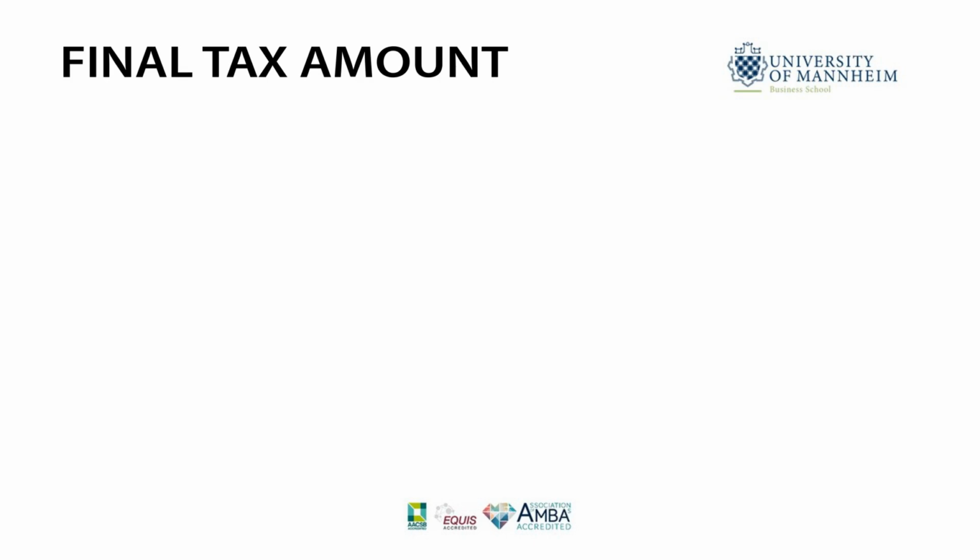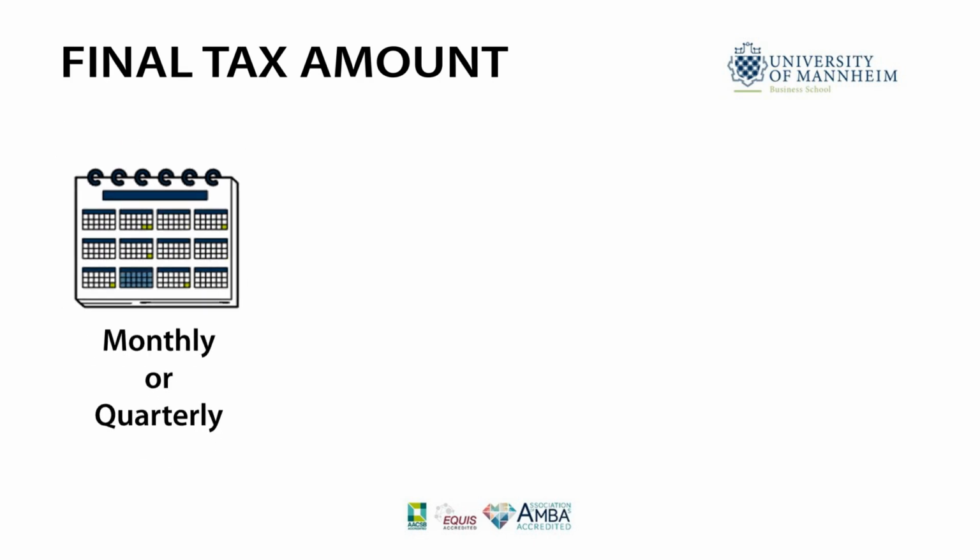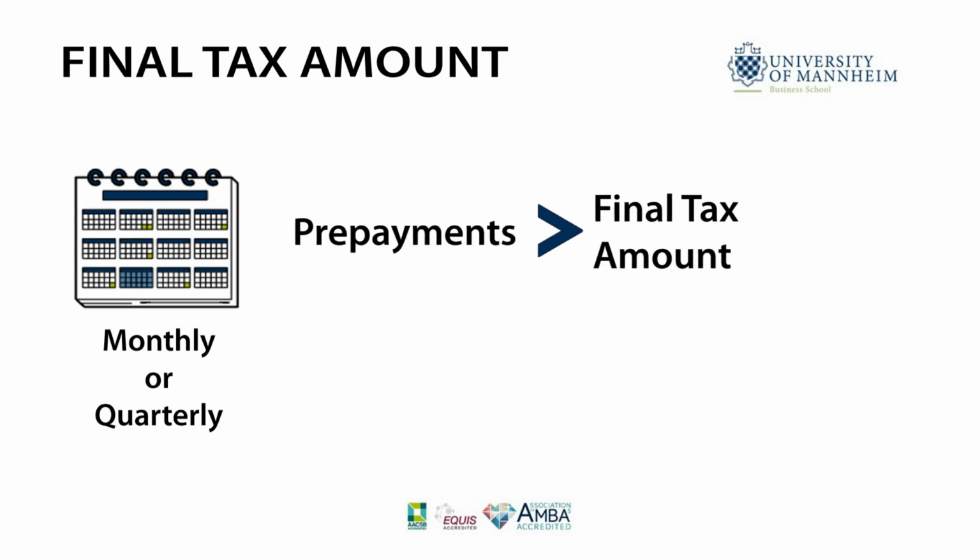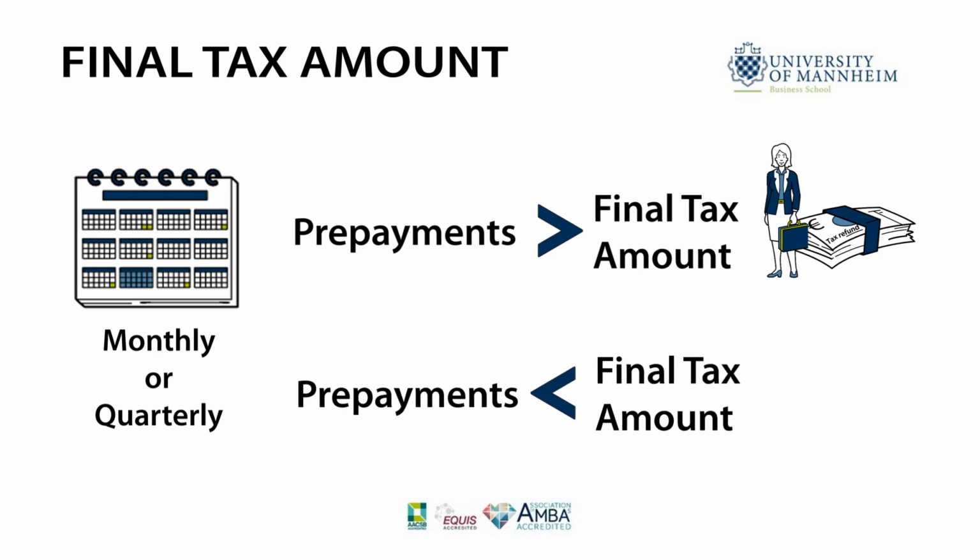The tax authority may assess monthly or quarterly prepayments of taxes, based on the previous year. If the sum of prepayments exceeds the final tax amount as shown by the final assessment notice, the taxpayer receives a refund. Conversely, if the sum of prepayments is less than the final tax amount, the taxpayer must pay the difference.